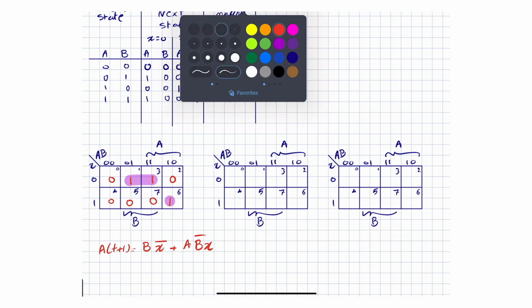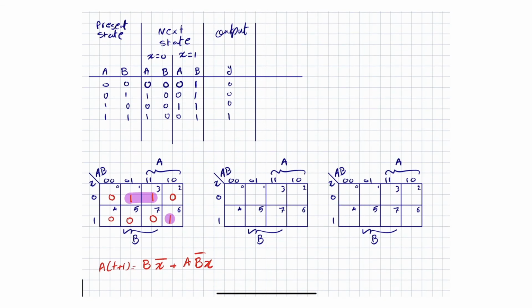And we can do the very same thing for flip-flop B. So that means I'm targeting these guys in here and these guys in here. It seems simple: 0, 0, 0, 0, 1, 1, 1, 1. In this particular case, it tells me that B(t+1) is just X. And the last one is the Y in here.